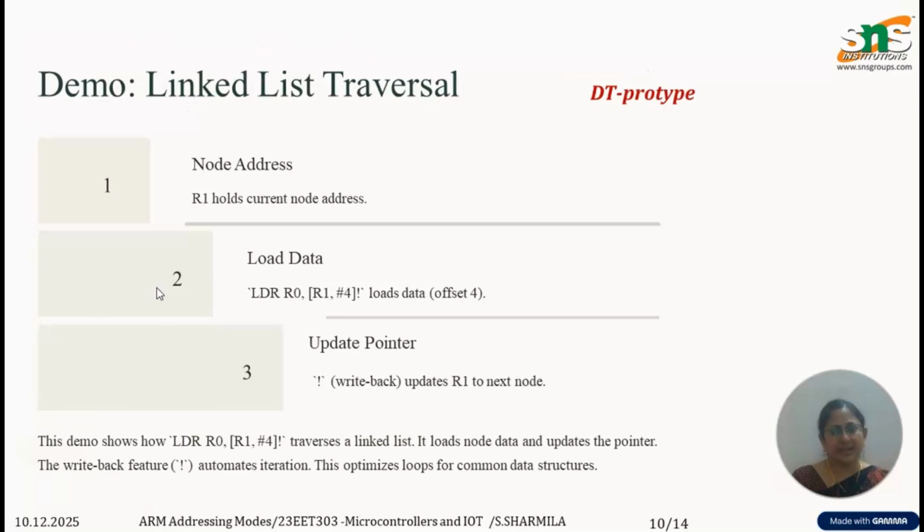And this is the prototype stage of design thinking, that is linked list traversal. A simple example to demonstrate the effectiveness of pre-indexed addressing. Assume R1 contains the address of the current node. The instruction LDR R0, [R1, #4]! does two things at once, that is loads the node's data and updates R1 to point to the next node. So this compact operation makes linked list traversal fast and clean, reducing the overhead of pointer updates inside the loop.